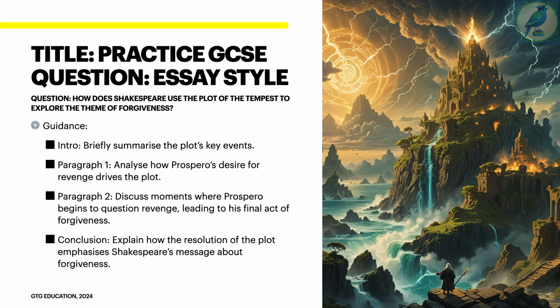So, where do we first come across him perhaps thinking differently, perhaps beginning to consider some sort of reconciliation? And of course, this will lead to his final act of forgiveness. And then, in your conclusion, you would want to explain how the resolution of the plot emphasizes Shakespeare's message about forgiveness. So, again, this might be an overall point that you want to make, that Shakespeare is creating a message of forgiveness, that the character of Prospero is meant to embody this forgiveness.